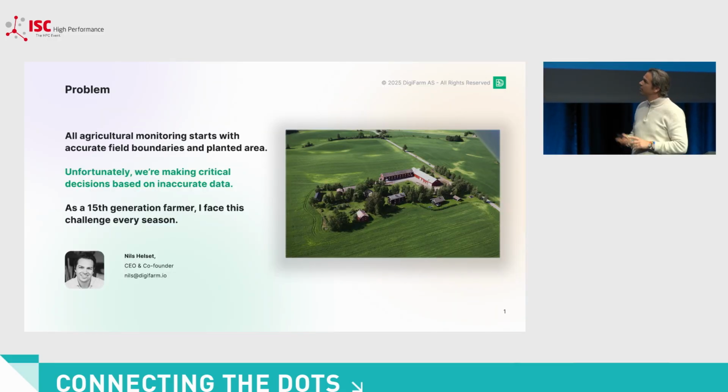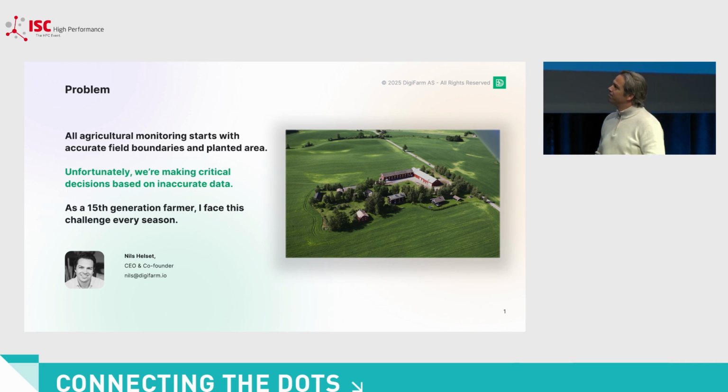So I'm an older generation farmer. I took over my family farm 10 years ago. It's just northeast of Oslo in a place called Hamar. So I have about 10 years of practical experience. And we started DigiFarm in 2019.